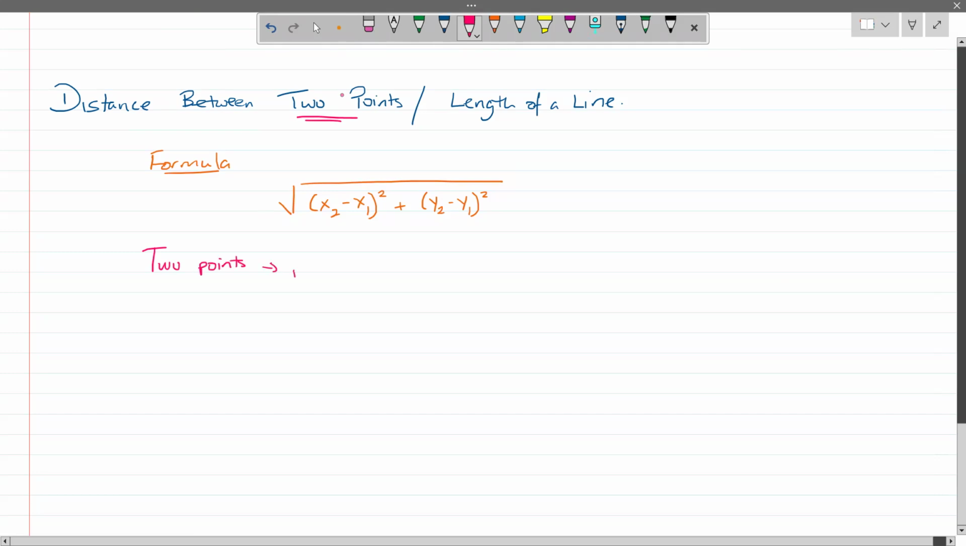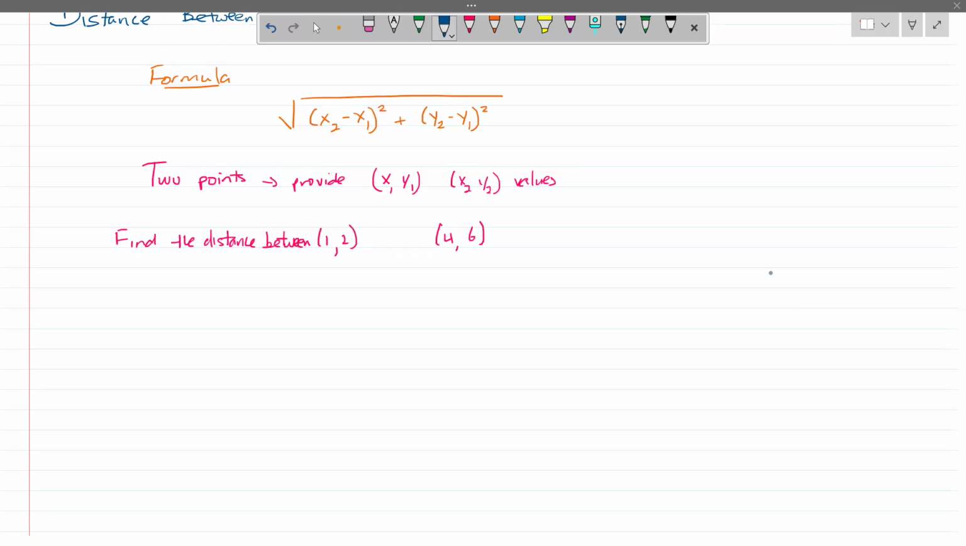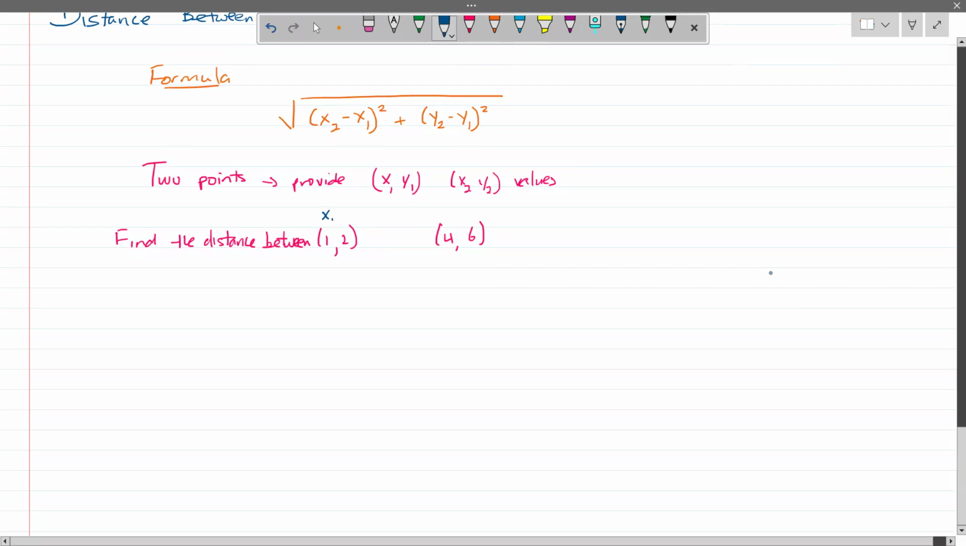And this is to provide the x1 and y1 values and x2 and y2 values. If you want to find the distance between these 2 points, label your points x1, y1, x2, y2. We write your formula, distance between A, B. We call this one A, this one B.